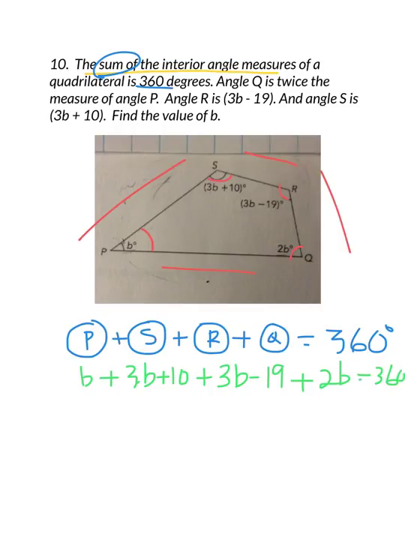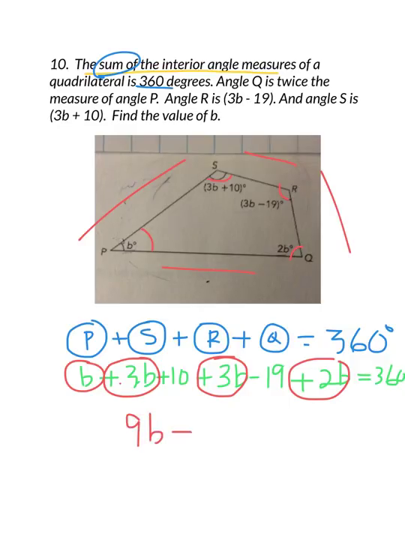And I'm running out of space, but who cares? It's fine. We could do this. Okay, so let's combine. Let's make it smaller. I got a B. I have a 3B. I have another 3B. And I have a 2B. Let's put all of those B's together to simplify and combine this equation. I got 3, 6, 7, 8, 9 B's plus 10 and 19. That would be a negative 9. Is going to equal 360.